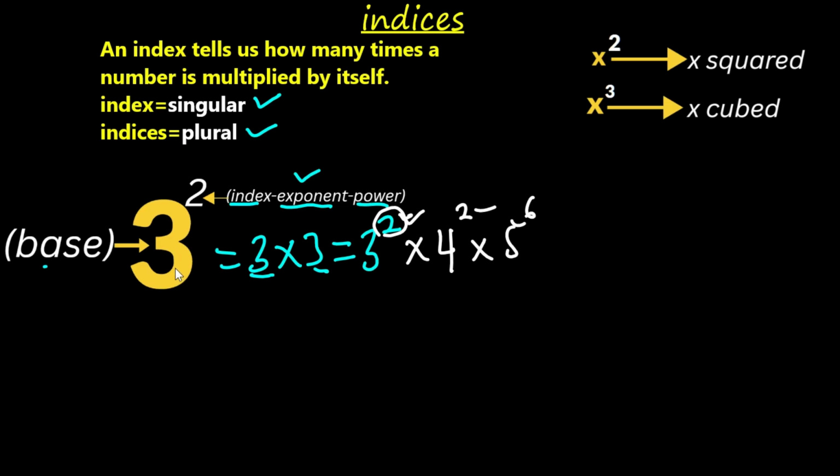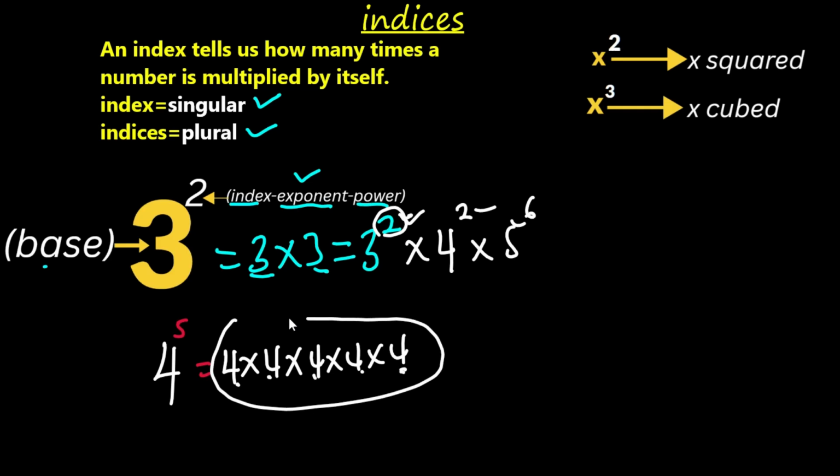Okay, so now the base tells you the number that is being multiplied by itself. So when I write 4 exponent 5, it means that this 4 is being multiplied by itself 5 times. So I can go ahead and write 4, 4, 4, 4, 4. So as you see, 1, 2, 3, 4, 5, which means that this 4 is being multiplied by itself 5 times. So that's all the foundation of indices you need to understand.